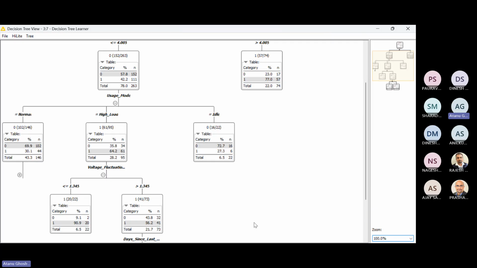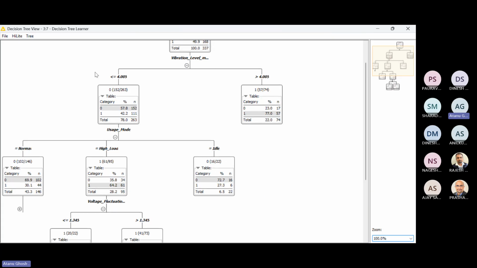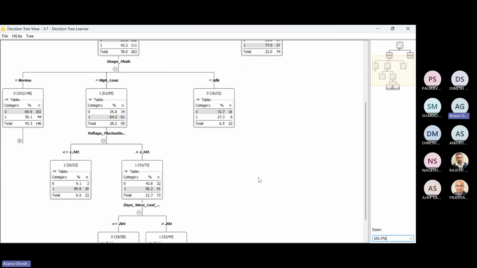If I had to manually pass this data, I would have to figure out whether the vibration level is less than 4.0 or more than 4, then figure out the next condition. For a human, this may be very complicated, but I am not doing it. I will pass the value and it will go through the model, and the model will tell me after passing through this if-else statement whether the machine is going to fail or not.